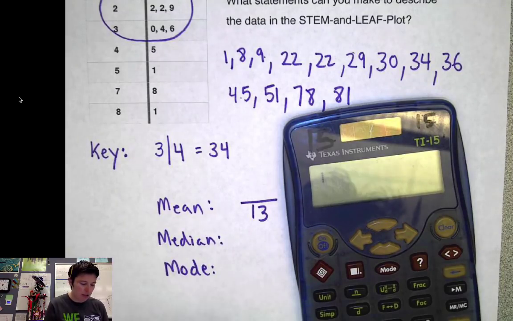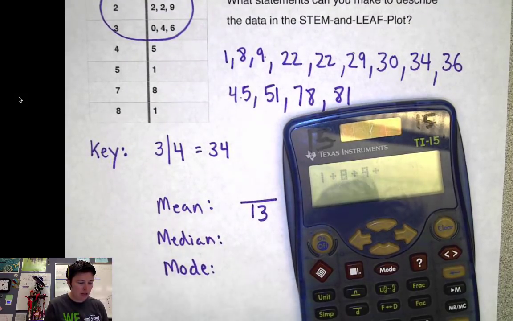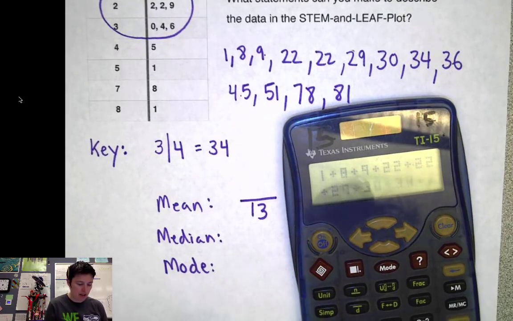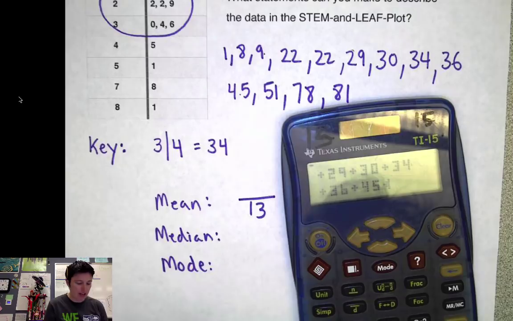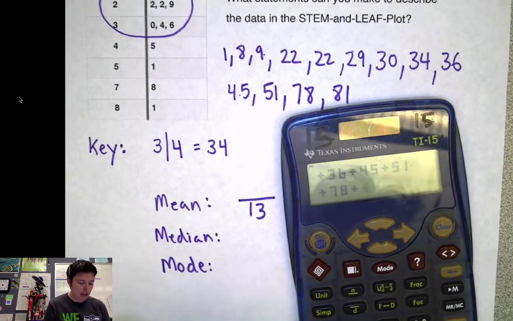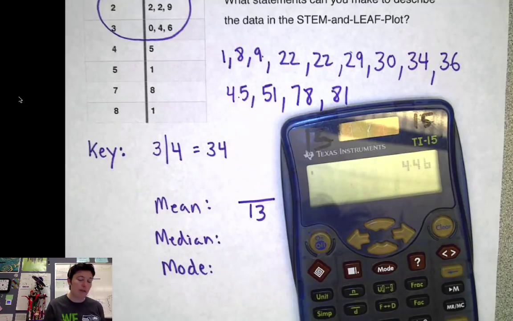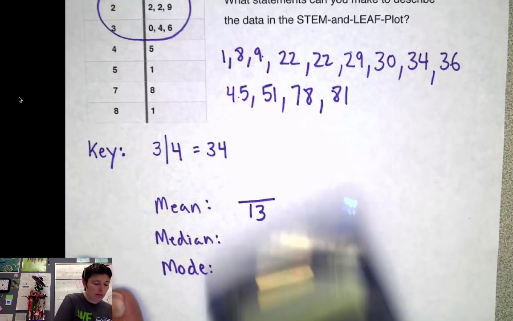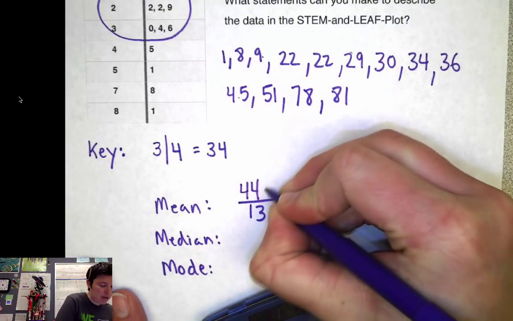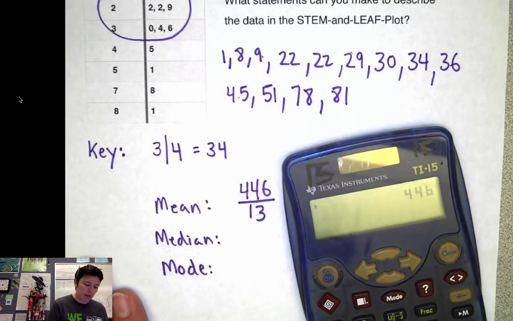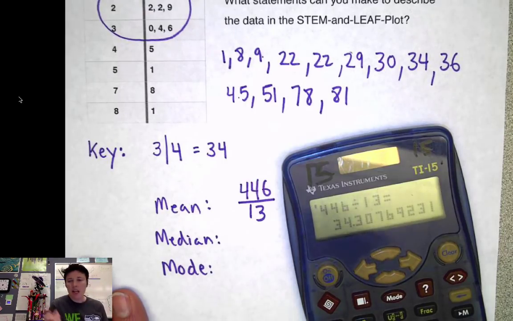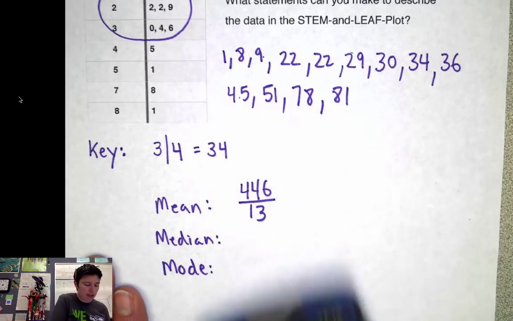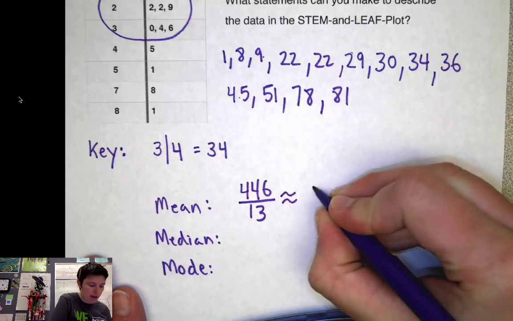We have a 1-year-old plus an 8-year-old plus a 9-year-old. We have a 22-year-old, another 22-year-old, 29-year-old, add the 30, add the 34, add the 36, add the 45, the 51, the 78, and the 81-year-old, and we have a total of 446. So we have 446, which we're going to divide by 13 now. So divide by 13. And you get a decimal, of course, 34.307 something. So I'm going to do the wiggly equal sign to show that I am rounding to about 34.3.